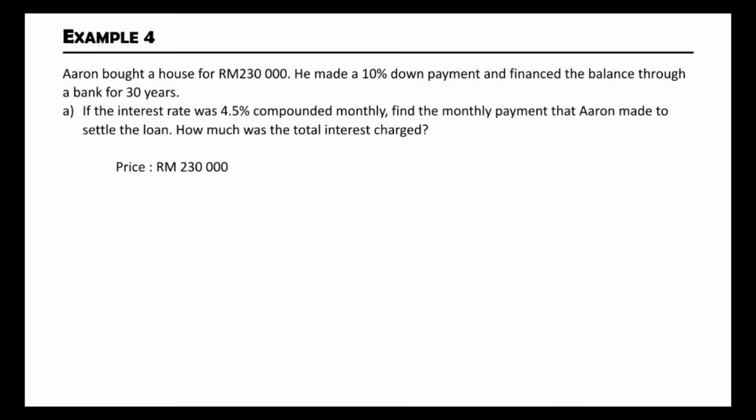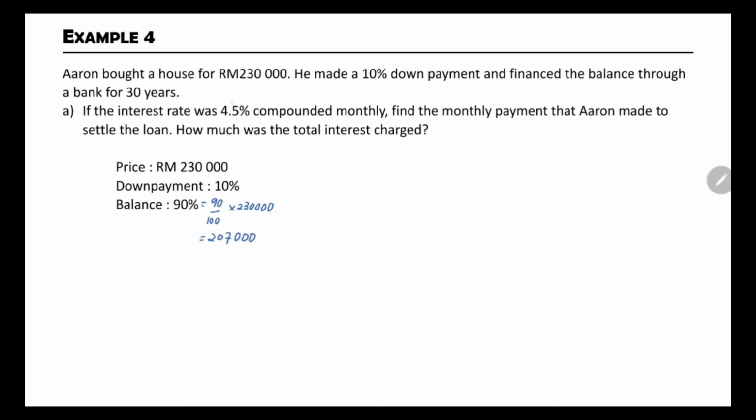Price of the house is 230,000 ringgit. Down payment 10%, balance is 90%, will be the loan. Means this 90% equal to 90 over 100 times 230,000 ringgit equal to 207,000. This is the amount of loan that Aaron has to make.